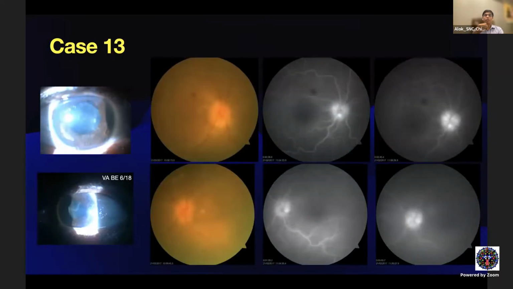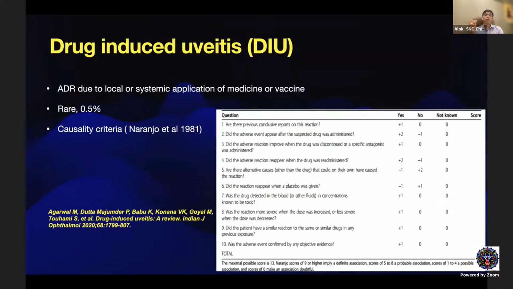After we had stopped all the medication and put the patient on steroids, the patient's vision improved to 6/18. There was still evidence of disc edema and choroidal edema, but the choroidal detachment had resolved. Now, this is present with either local or systemic application of medicine or even vaccines.